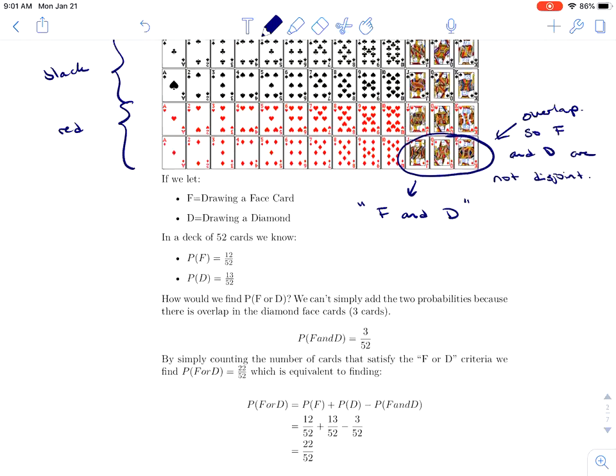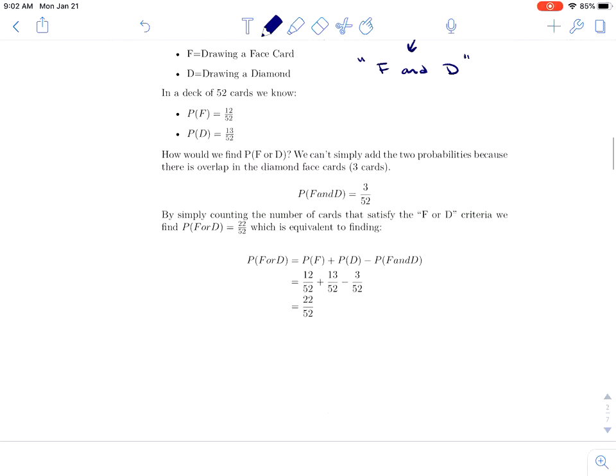Whereas if we tried to just add this up, 12 plus 13, we wouldn't get 22 out of 52. But that's because we have to subtract the overlap. And so we only counted this section once. How I like to imagine it is you've counted it once, and then you've counted it again, and so we subtract the overlap. Okay. And so here, that's what we're doing down here.